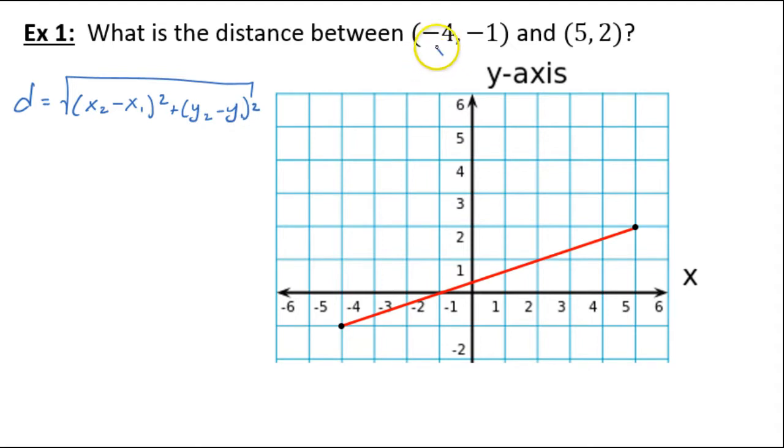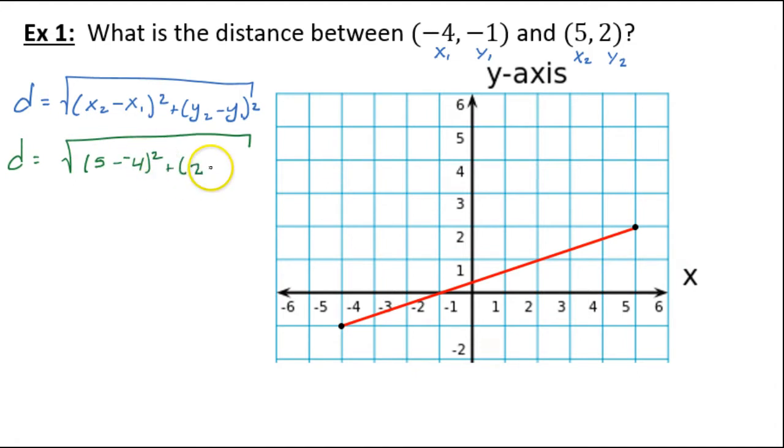We're going to go ahead and label these points. Since this is our first point, this becomes x1, this becomes y1. This is our x2, this is our y2. When we begin to plug these values into our equation, we get d is equal to the square root of the quantity 5 minus negative 4 squared plus the quantity of 2 minus negative 1 squared.